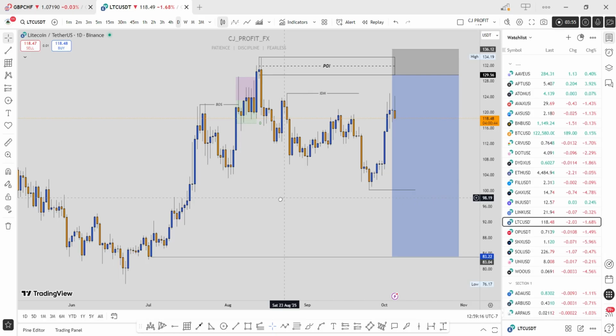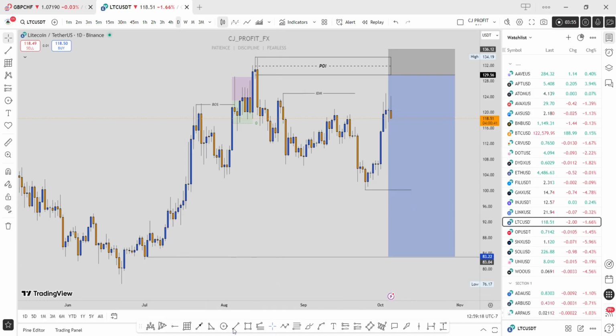I have this structure now. If you check, the market has been in an uptrend. From here the market has been in an uptrend.